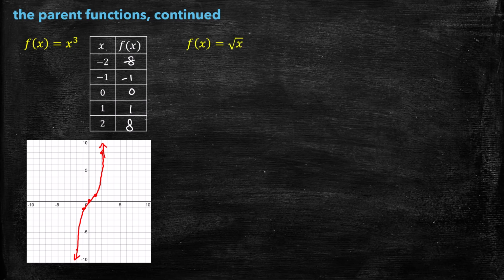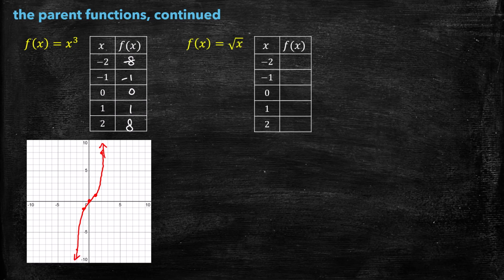So let's go on to y equals the square root of x. Now, in this case, the square root of negative 2, we can't do. Square root of a negative, we can't do that. Square root of 0 is 0. Square root of 1 is 1. Square root of 2 is a decimal. It's kind of annoying, so I'm just going to make that 4, because I know the square root of 4 is 2.